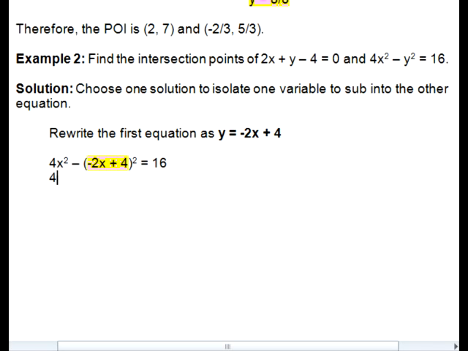Now this is where you have to make sure that you're careful. I'm going to write that as negative 2x plus 4 times negative 2x plus 4 equals 16. Maybe the supply teacher can hit pause here to make sure that everyone's caught up. Okay, good. So I'm going to call that 4x squared minus 4x squared minus 8x minus 8x plus 16 equals 16. Riley, can you tell the class what exactly I did there?